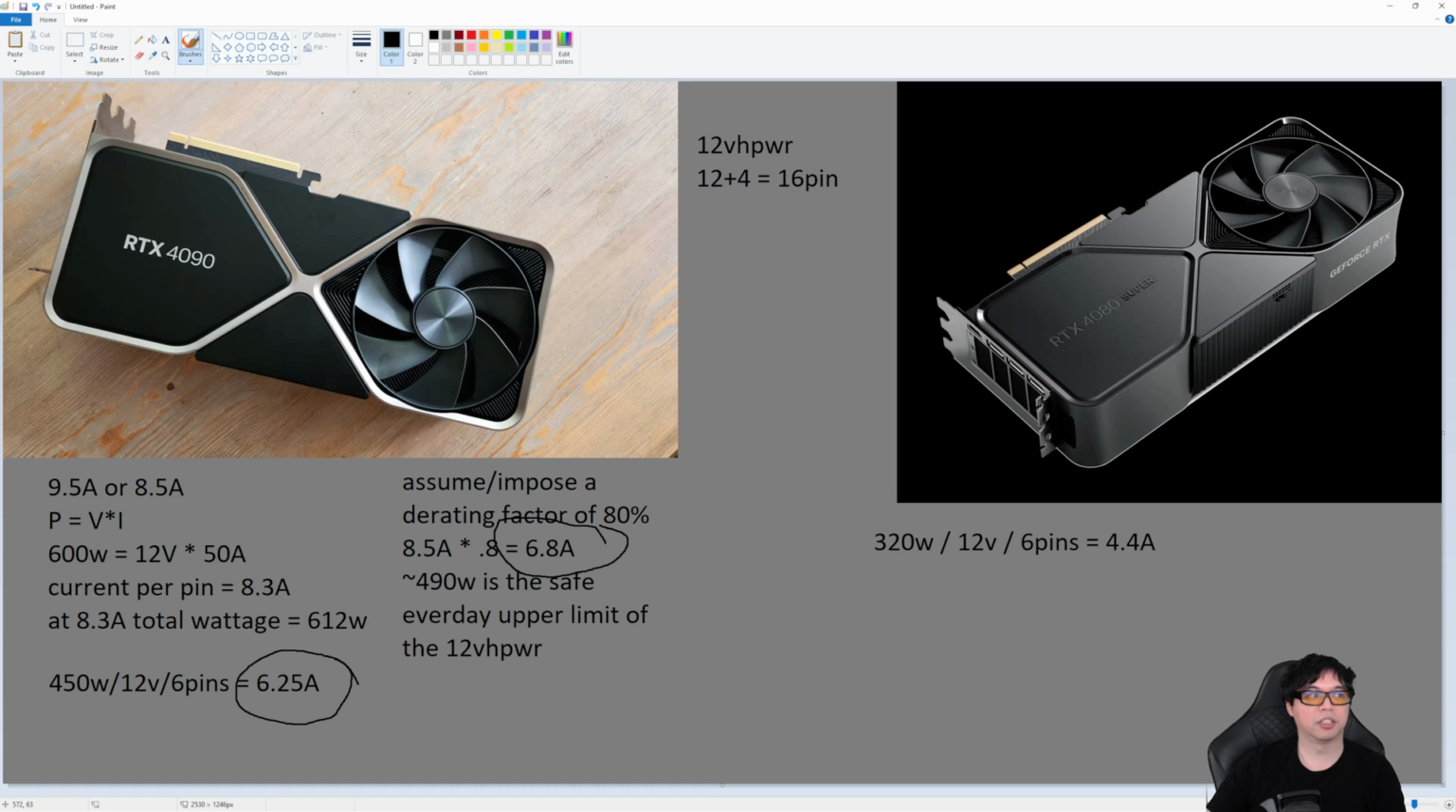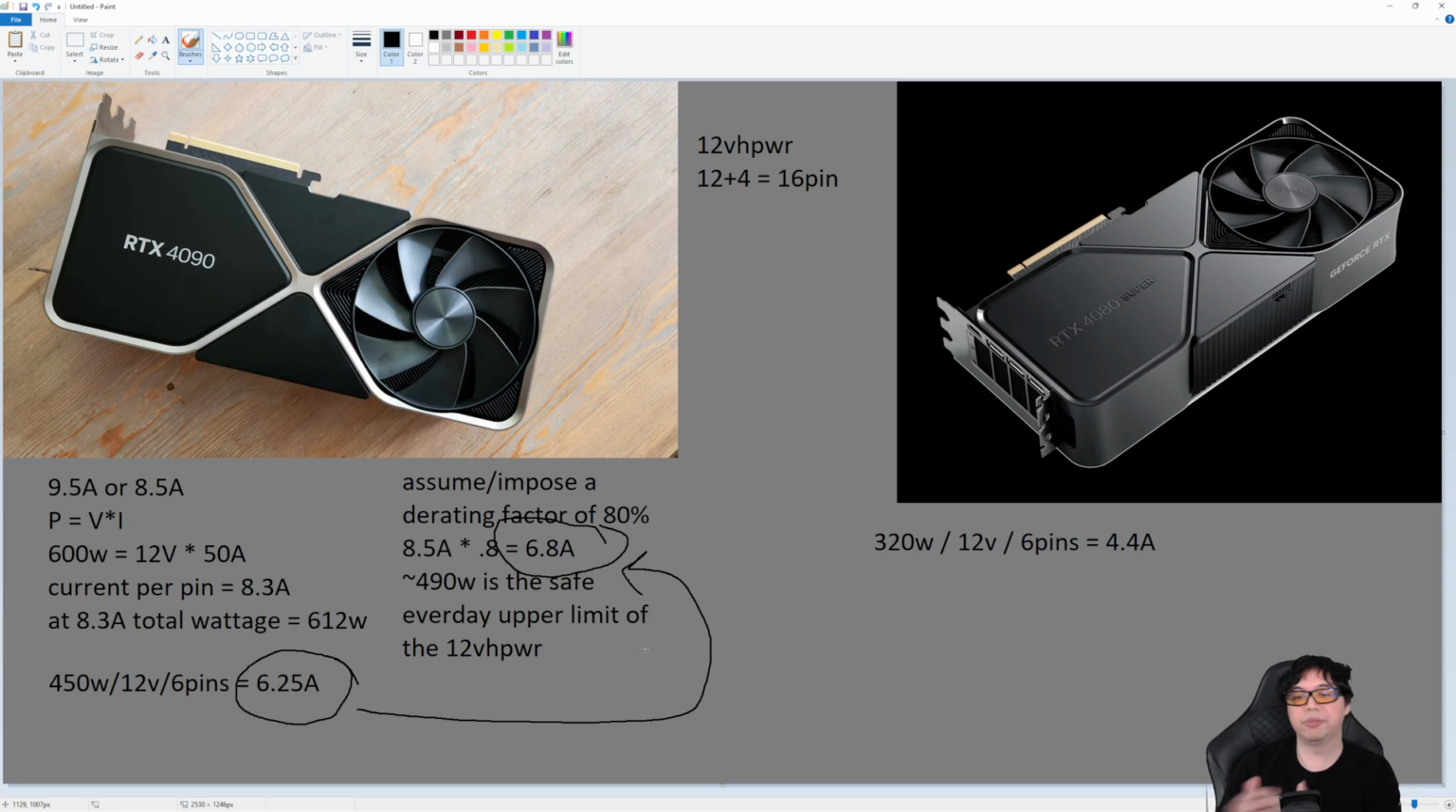As you can see, it doesn't run anywhere near the 6.25. Herein lies the reason why the 4090 is the most common card that runs into the melted connector, because its current draw, even under stock with an unlocked frame rate at 1440p or 4K, is going to be pulling a lot of amperage, and that's so close to the limit.